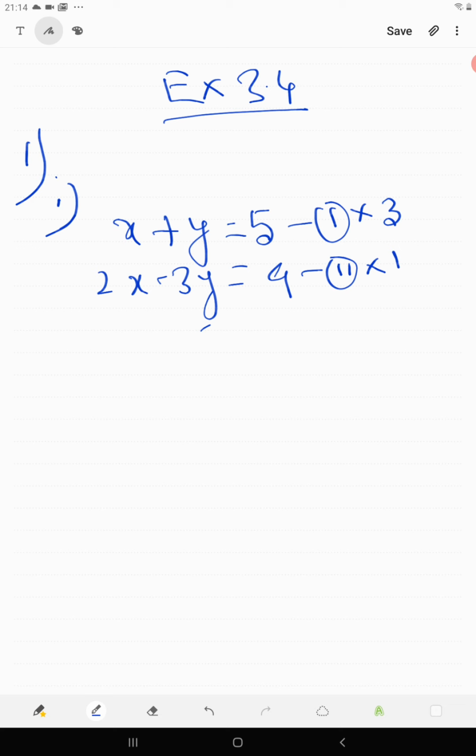We will see some problems where we add, and some where we subtract, to get the value. We can do it both ways. I am telling you, we can do it both ways. Okay, so let's go on.